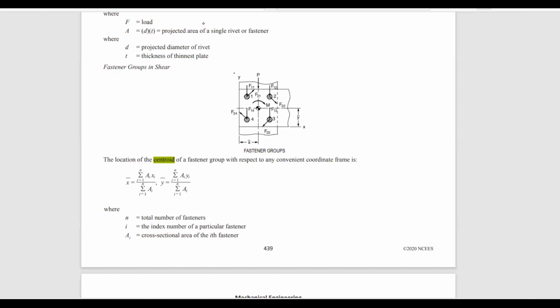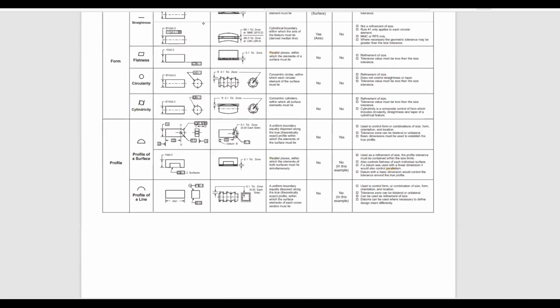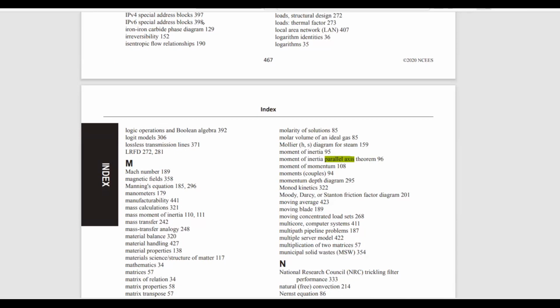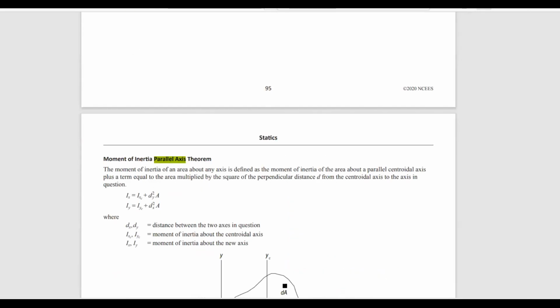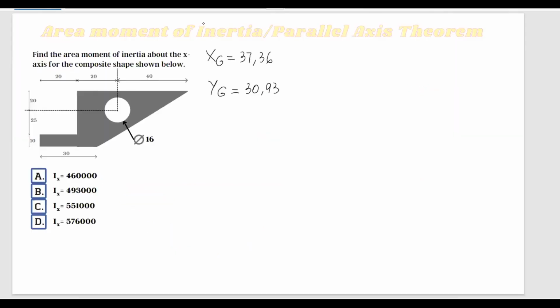And the formula for area moment of inertia, also called the parallel axis theorem, is given in the FE handbook. Let's see, parallel axis theorem. There you go. So the formula for area moment of inertia about the x-axis is Ix equals the moment of inertia about its centroid axis plus the distance from the x-axis to the centroid multiplied by the area and the distance squared.